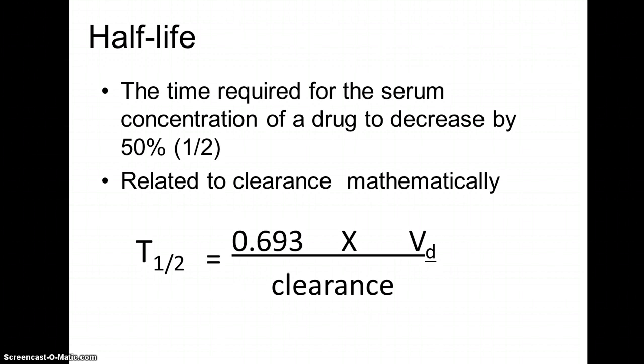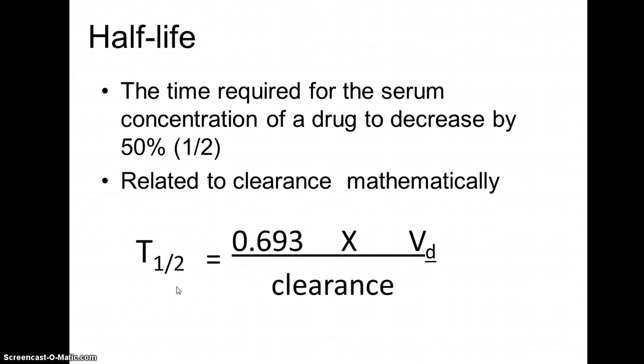The last pharmacokinetic variable that I want to talk about is half-life. Half-life is the time required for the concentration of the drug in the plasma to fall by half. You can see mathematically that half-life is related to both clearance and to volume of distribution. Notice that the relationship between half-life and volume of distribution is direct. As the volume of distribution increases, the half-life increases. As clearance increases, however, the half-life decreases. So the relationship between clearance and half-life is inverse, while the relationship between the volume of distribution and half-life is direct. This should be intuitively clear to you.